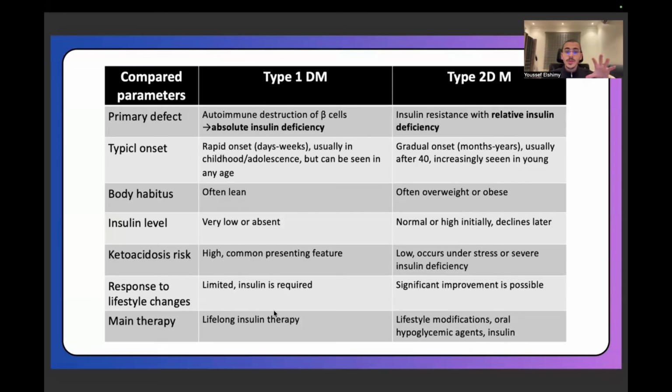So what would be the main therapy in type 1? Lifelong insulin therapy, because they don't have insulin at all. The main therapy for type 2 is lifestyle modifications, oral hypoglycemic drugs, as well as insulin. And focus more on the lifestyle modifications, because losing weight might actually fix the problem.